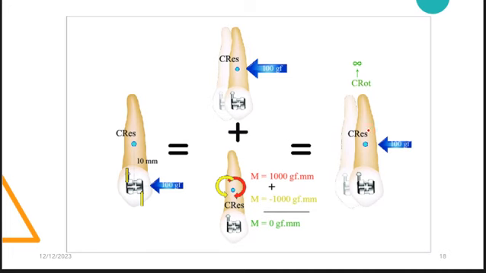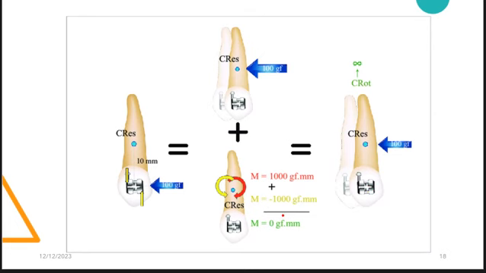So consider 100 grams of force applied at the level of the bracket with the help of certain appliances. So this is force system 1. Imagine the same force being applied at the CRes but also with a moment. So this is called force system 2. So a single force at the crown is equivalent to a force and a moment at the CRes, and the tooth will rotate in a mesiodistal direction.